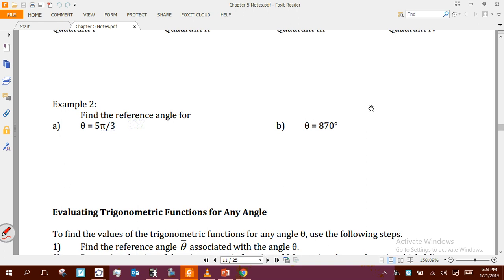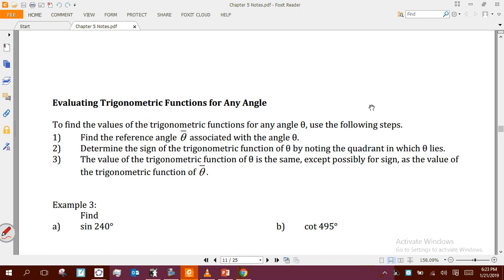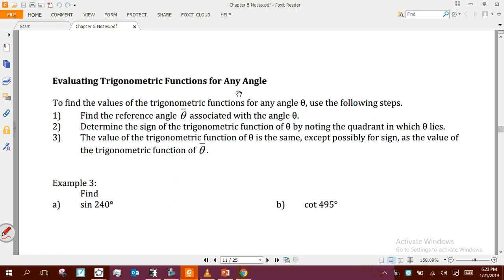All right, so where is this useful? It says to find the values of trigonometric functions for any angle theta, we use the following steps. First, find the reference angle theta bar associated with the angle theta. Then determine the sign of the trigonometric function of theta by noting the quadrant in which it lies.